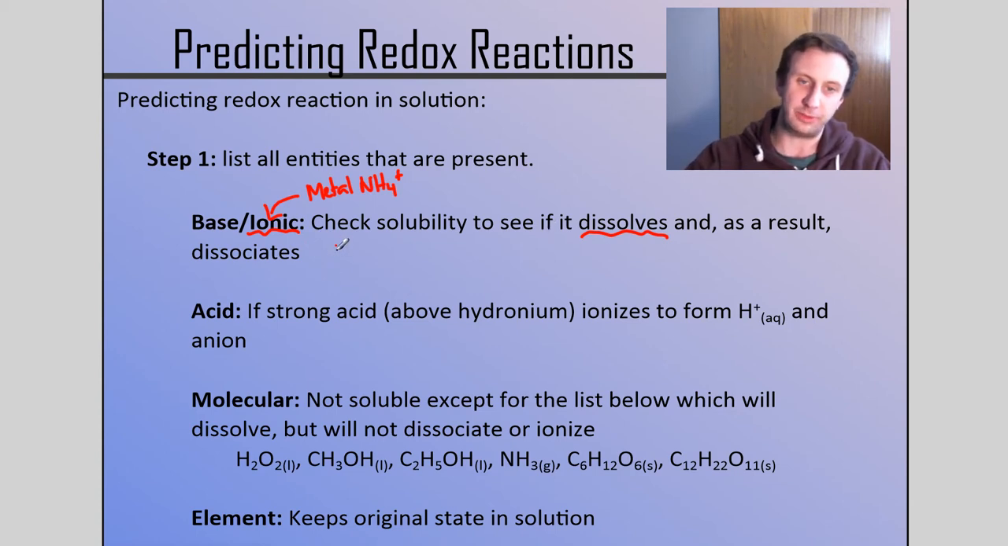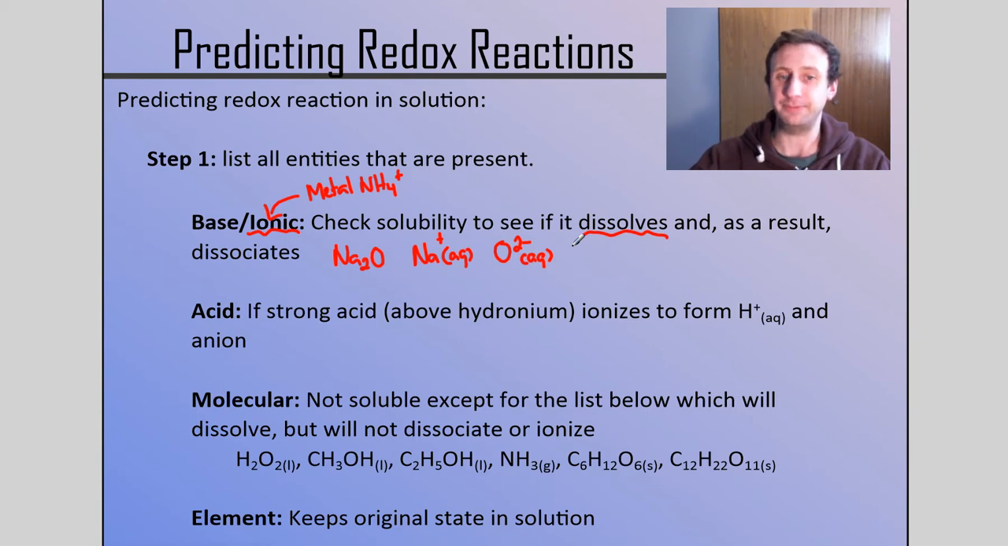So for example, let's say I have sodium oxide and I want to figure out, does that dissolve? Well, I look and it turns out that everything in group 1 dissolves, and sodium is in group 1. So that means that as major entities, I would have Na+ aqueous and O2- aqueous. So I would have those two ions in solution that can now be a part of the reaction. So that's ionic. Check your solubility table.